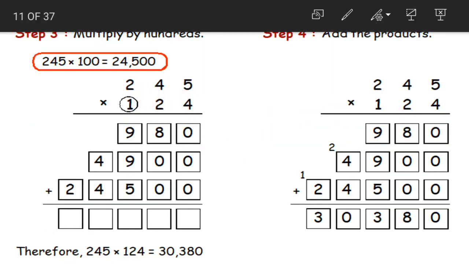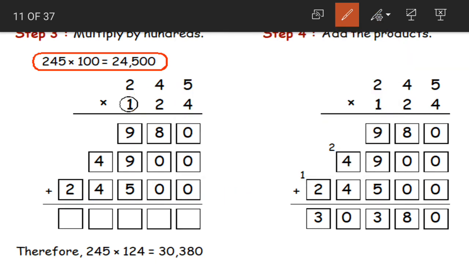245 into 1. Now again we are multiplying with a new digit. So remember to start in a new line. And again before multiplying, see after 1 we are having 2 digits here. Yes. So I am writing 2 zeros in the product also. Now after writing the zeros, start multiplying. 1 5s are 5, 1 4s are 4, 1 2s are 2.